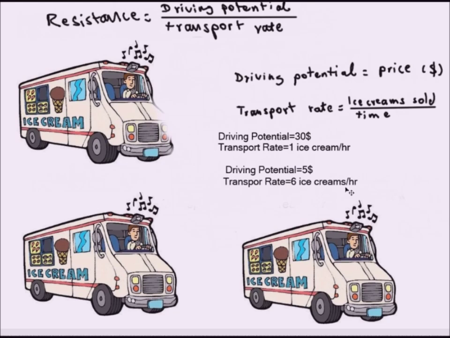if we were to calculate the resistance, we would just take the ratio of these two things. So in the first case, we would get $30 hour per ice cream. That would be our first resistance. And for our second resistance, it would be a little bit lower than 1. So you can see that for our second case, the resistance decreased. That means that the resistance for you to get an ice cream will be lower in the second case, and it will be more likely for you to get an ice cream in that case rather than in the first one.